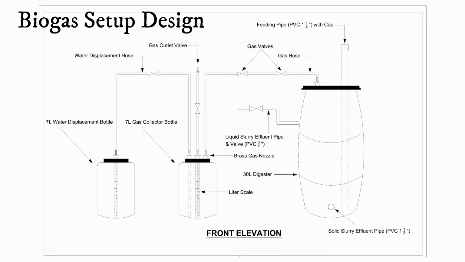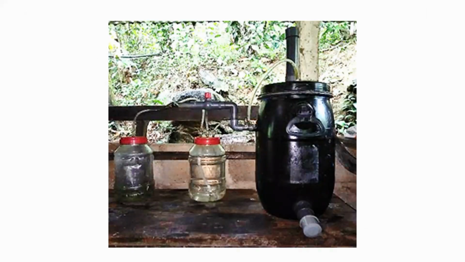This biogas setup mainly consists of three parts, which are the biogas digester, gas collector bottle, and water displacement bottle. Because to measure the biogas yield, I use the water displacement method. The black color digester controls its inside temperature.